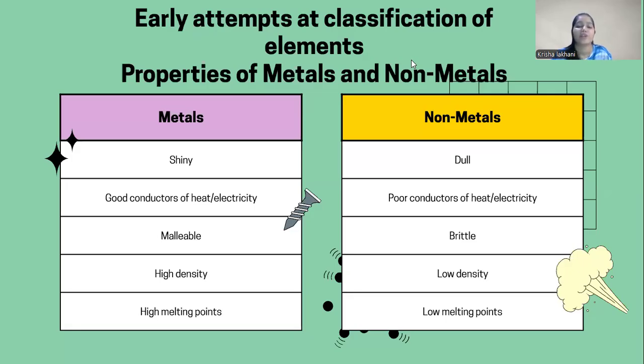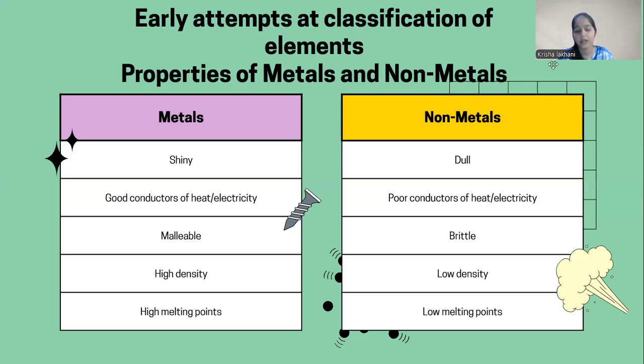Early attempts at the classification of the elements were done simply on the basis of metals and non-metals. So how are metals different? This is a very important distinction that you have to learn. Metals are very shiny, luminous, and non-metals are very dull, non-luminous, without any shiny appearance. Metals are good conductors of electricity and heat, whereas non-metals definitely cannot conduct.